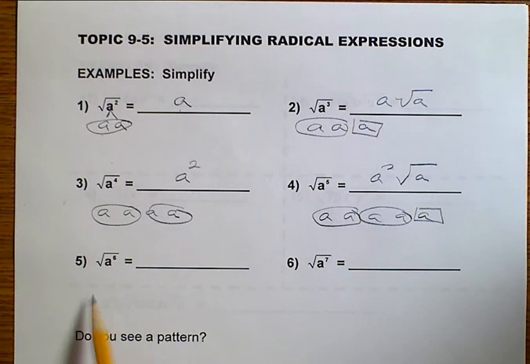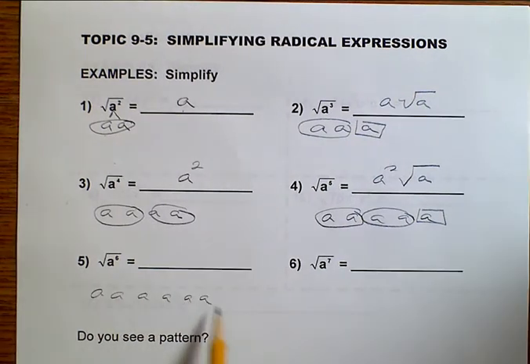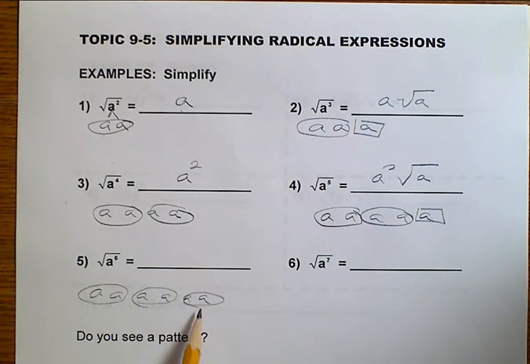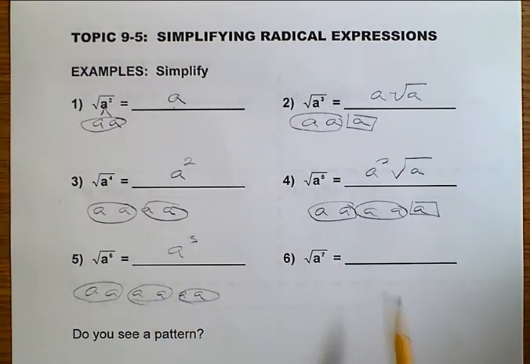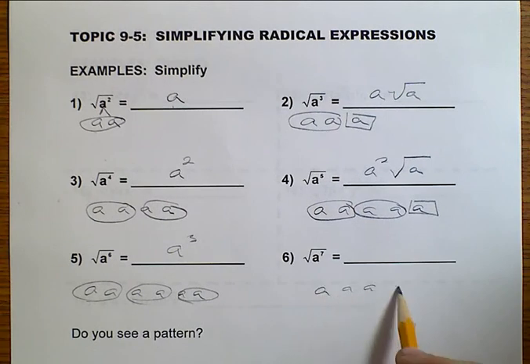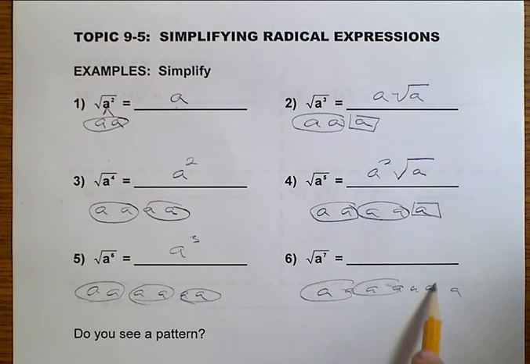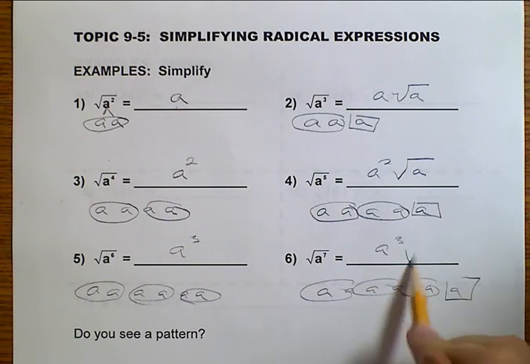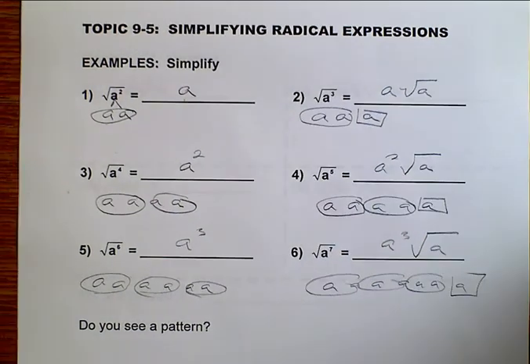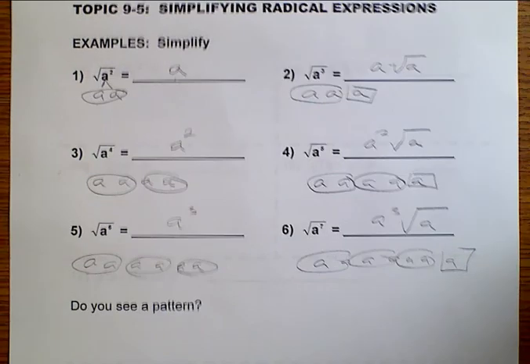A to the sixth, 1, 2, 3, 4, 5, 6. 1, 2, 3 pairs makes a cubed, and hopefully by now you've seen the pattern. 1, 2, 3, 4, 5, 6, 7. 1, 2, 3 pairs with one lonely a left over. And so I'm hoping that by now you've seen the pattern.